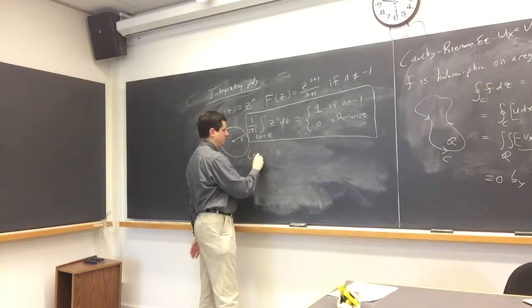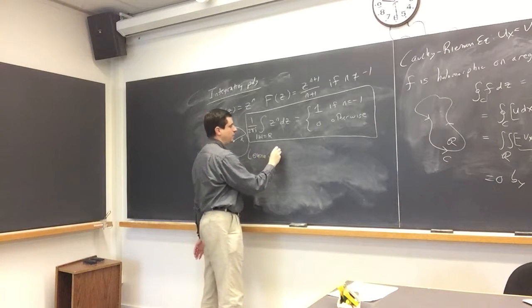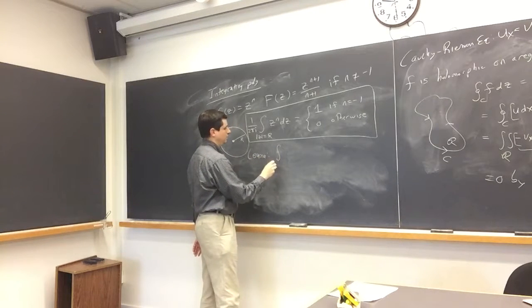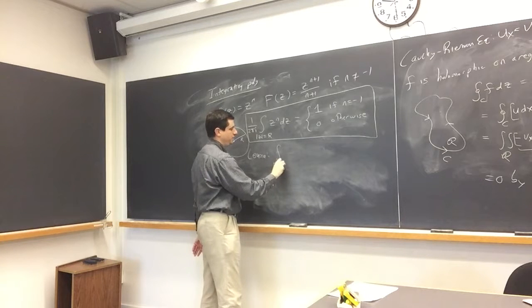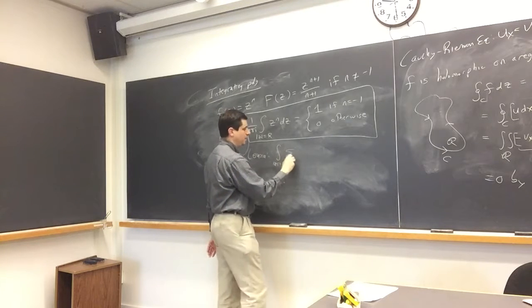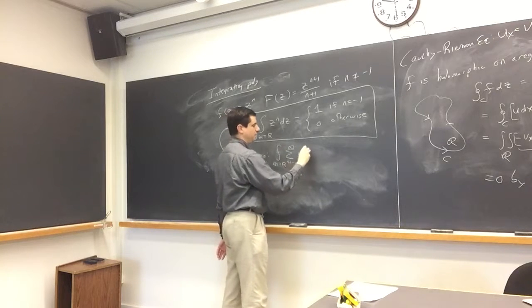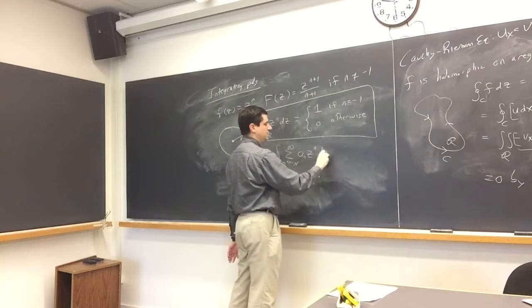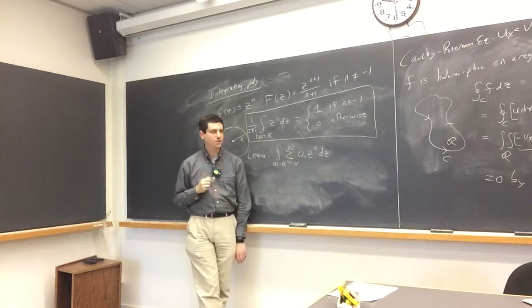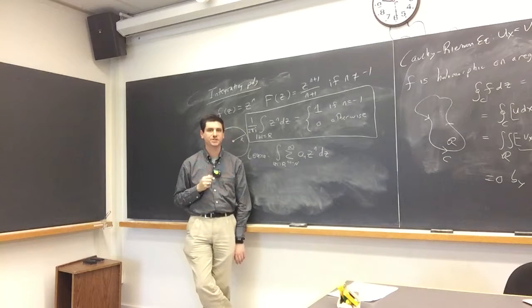Okay, so we'll call this a lemma. Let's say I want to integrate along a circle of radius r the sum, n goes from minus n to infinity, of a sub n z to the n dz. How do you think I should evaluate the integral of the sum? What should I do?